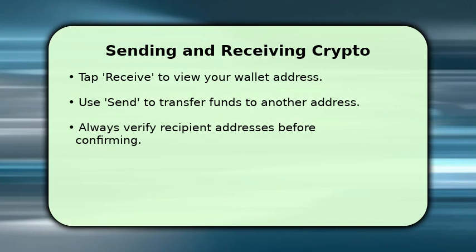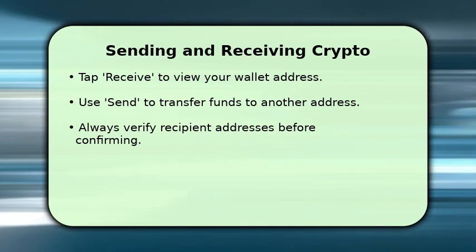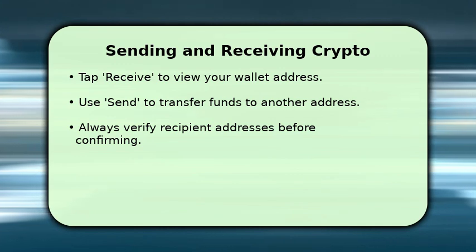Sending and receiving crypto with Trust Wallet is straightforward. To receive, simply tap the Receive button, select the desired cryptocurrency, and copy your unique wallet address to share with the sender. To send, tap Send, choose the asset, paste the recipient's address, and enter the amount. Always double-check the address and network to prevent irreversible losses before confirming any transaction.